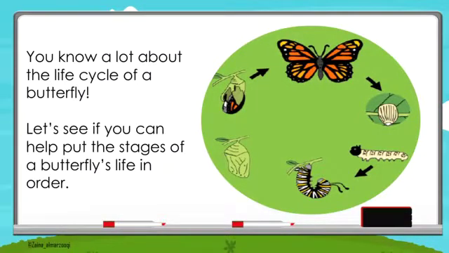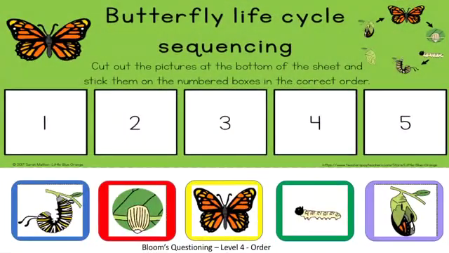You know a lot about the life cycle of a butterfly. Let's see if you can help put the stages of a butterfly's life in order. So here we have a chart with the numbers 1, 2, 3, 4, 5. And we'll take the pictures from the bottom and put them in order. Let's take a look at the pictures.